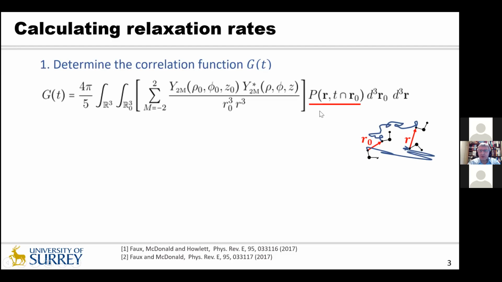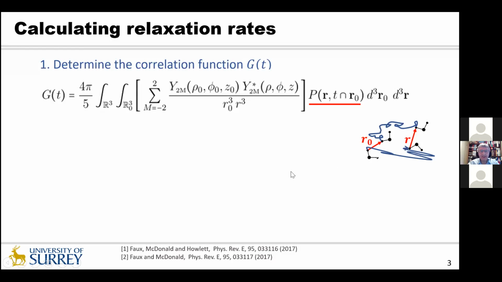These R vectors that we can see here are not position vectors, they are spin pair vectors. The illustrative example here is actually spin pair vectors between water molecules. So R0 is the vector that connects a pair of spins at time 0, and R is the same pair of spins at a later time t. So the first job we have to do when working out a model is to determine this probability density function. This gives us the probability that a pair of spins separated by R0 at time 0 are at a later time t separated by a vector R.